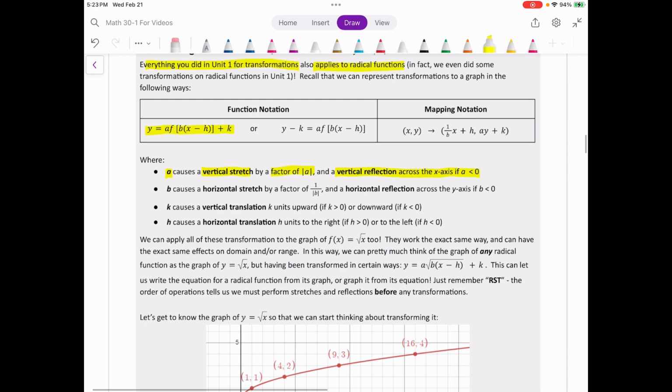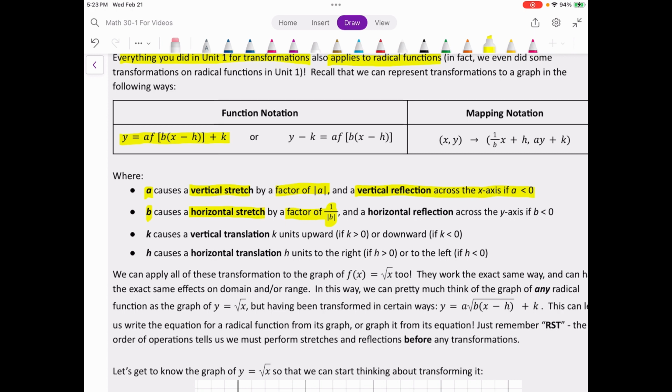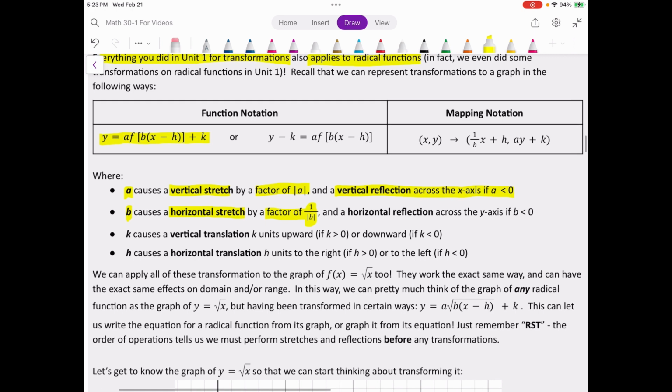Okay. b causes a horizontal stretch by a factor of 1 over b. Reminder that the 1 over b weirdness is just because in the equations x isn't isolated. So in our function notation, it looks like we're multiplying by b, but remember, x is not isolated in the equation. If we were to isolate x to actually see what the effect of that b was, we would see that we ended up dividing the other side by b. So how did the x's change? Well, they were equal to stuff. They're going to end up being equal to stuff divided by b. So that's why that 1 over b is there.